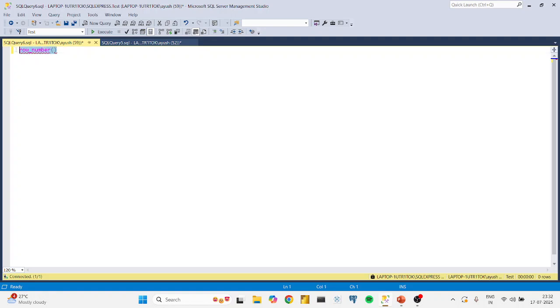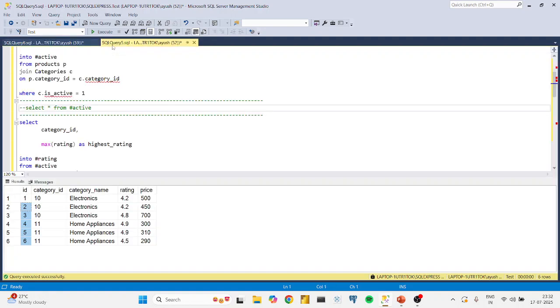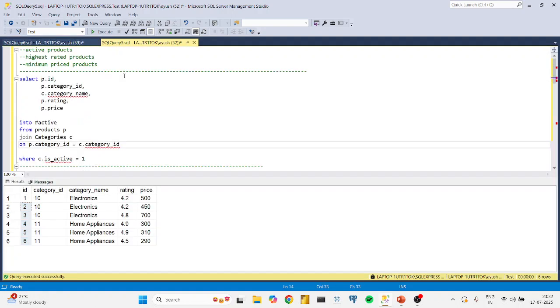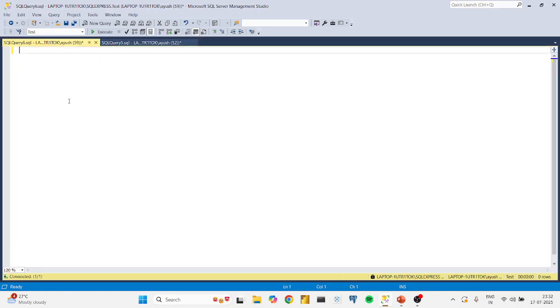What we have to find is the highest rated products, the highest of each category. So we are going to partition it by the category id, and since we need the minimum price product and the highest rated product, we are going to order it by the highest rating and then, among those, the lowest price. Okay, so let's see how it's going to be.